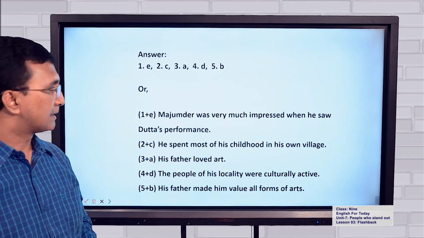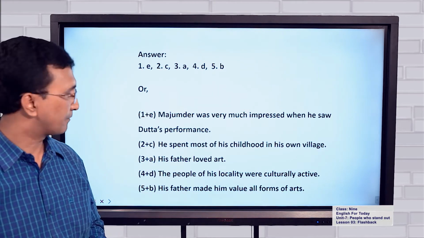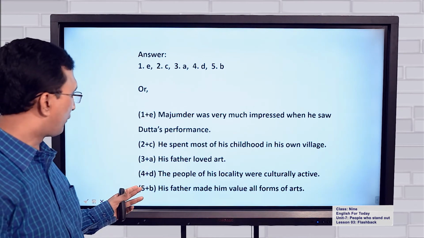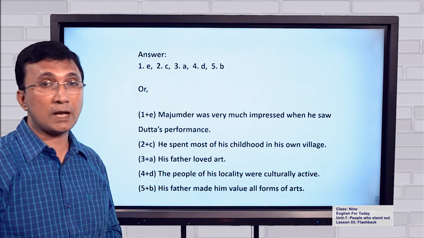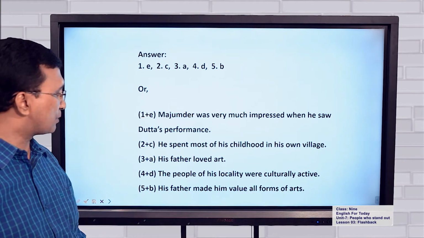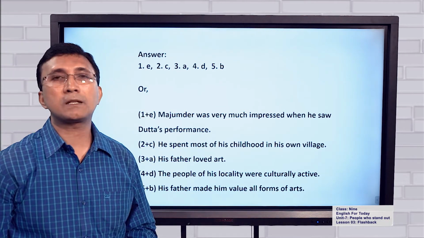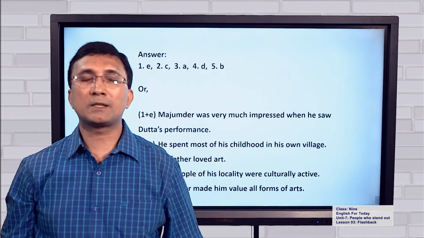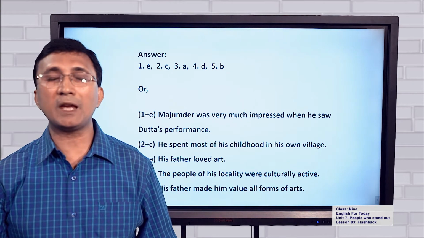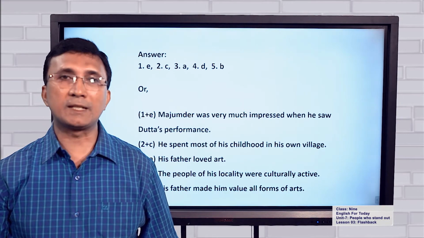2 plus C. He spent most of his childhood in his own village. 3 plus A. His father loved art. 4 plus D. The people of his locality were culturally active. And finally, 5 plus B. His father made him value all forms of arts. But dear students, sometimes they want to answer this in a quick way and they make mistakes. Now let's see how they make mistakes.